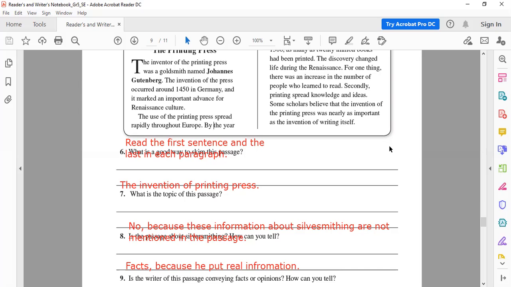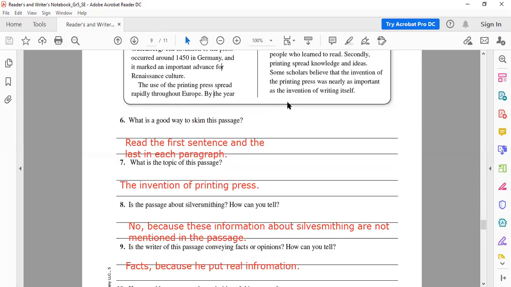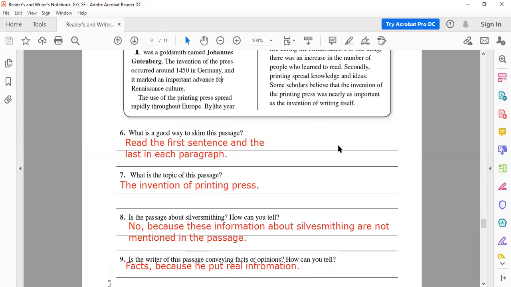Some people said that printing and the invention of the printing press was as important as the invention of writing. And the people who started writing, it's very important as much as the printing. So what can I say about the main idea? What can I say? Is it only about printing a press, or what can I say about it? Put it in a sentence.